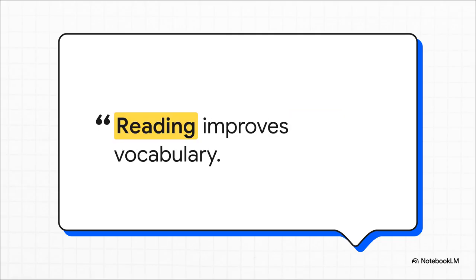And rule number 2, just as crucial. If that ing word is the main topic of your sentence, the thing the whole sentence is about, it has to be a gerund. Here, reading is our subject. What improves vocabulary? Reading does. It's the noun, the big idea.